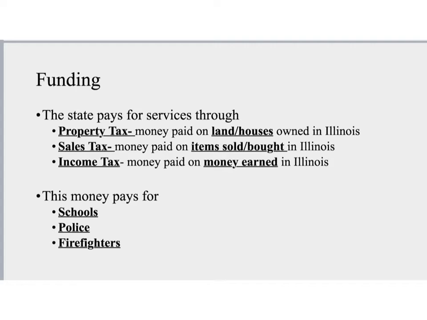There's also a state of Illinois income tax, money paid on money earned in Illinois. Not every state does this. Texas, for example, has no income tax, all right? So they pay for their things with other methods. This money pays for schools, police, and firefighters, public works, highway systems, all the things that we enjoy in Illinois and need is paid for by these taxes. Illinois also is able to boast some of the highest taxes in the nation, so we have that going for us.